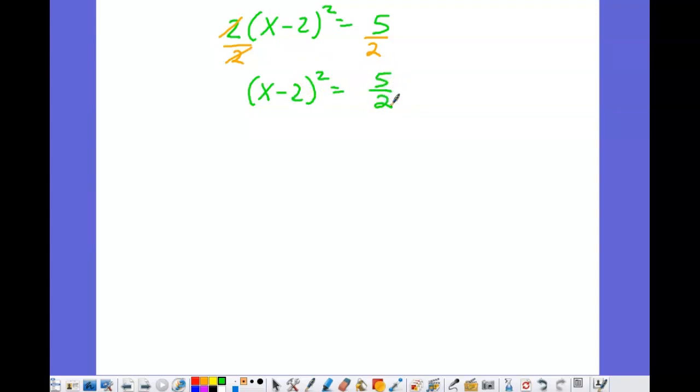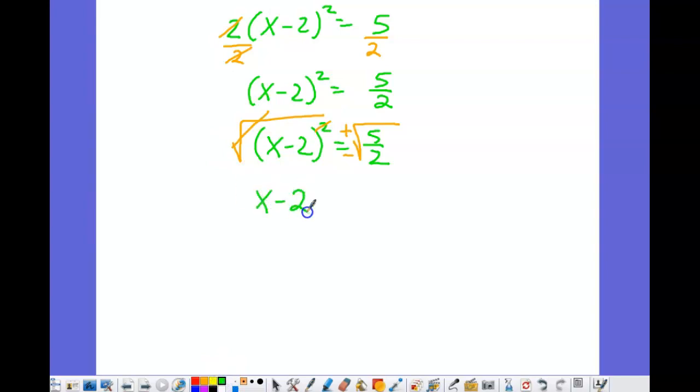The next thing I would do is take the square root on both sides. And don't forget, when you take the square root on both sides, you get a plus and a minus. So on this side, these cancel, and I'm left with x minus 2 is equal to plus and minus the square root of 5 over the square root of 2. I'm just going to go ahead and break that square root up into two different square roots.